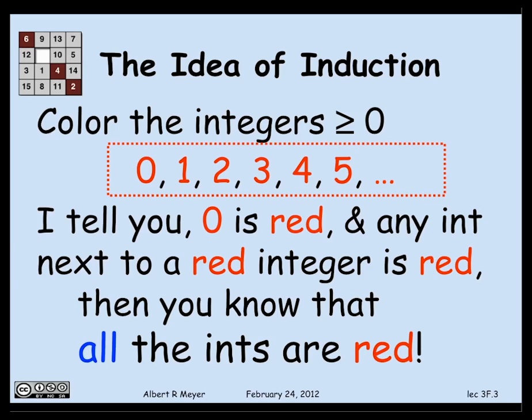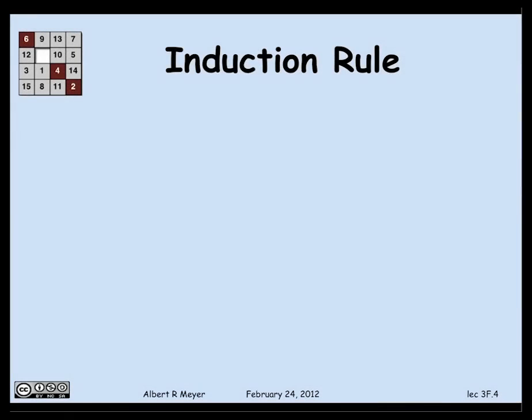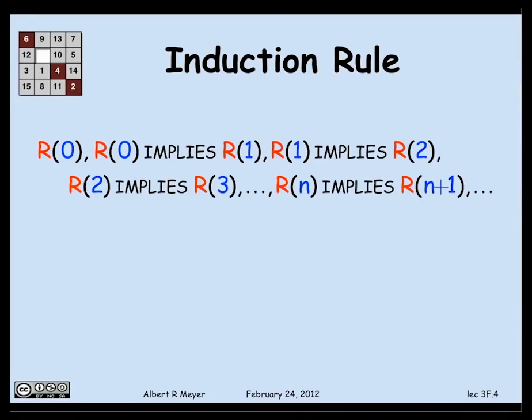It's a kind of a self-evident axiom about numbers, but let's state it abstractly. So first of all, what induction is assuming is that you have some property of numbers, call it red, R, and R of 0, you're told, and you're also told that R of 0 implies R of 1, and that R of 1 implies R of 2, and R of 2 implies R of 3, and in general, R of n implies R of n plus 1, and so on.